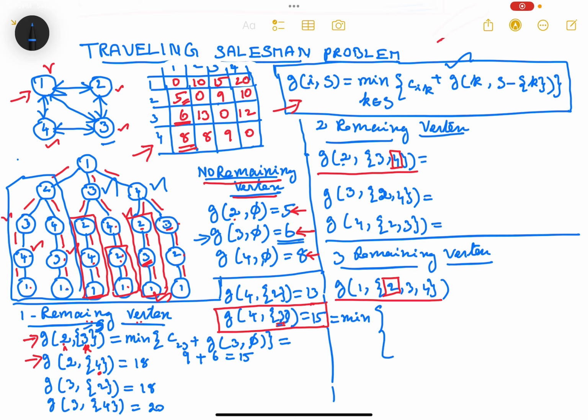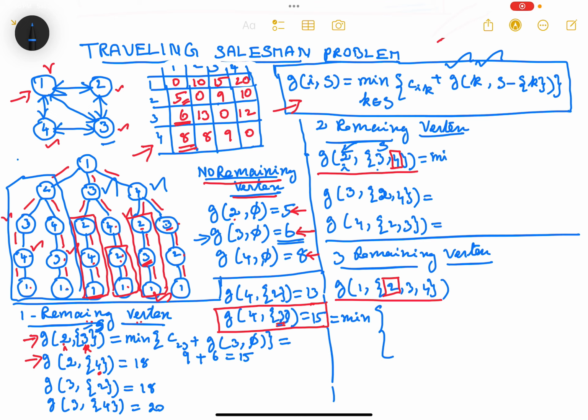Here, let us do g of 2, {3, 4}. What is your S? S contains two vertices, 3 and 4. k will be taking value from this set S only. So g of 2, {3, 4} is the value we are going to find. Here our i is equal to 2. This is our i value. So apply this formula, which is the formula we are applying.